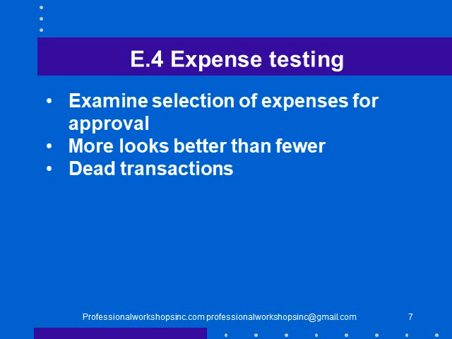Expense testing. And again, we've got to think about the journal entry that we're going to propose. So we're going to examine a selection of expenses for approval. Should we do 10 or 20? Oh, let's do 30. Oh, 40. 40 looks better than 20 or 10. Now they're dead transactions. So, what might we find?